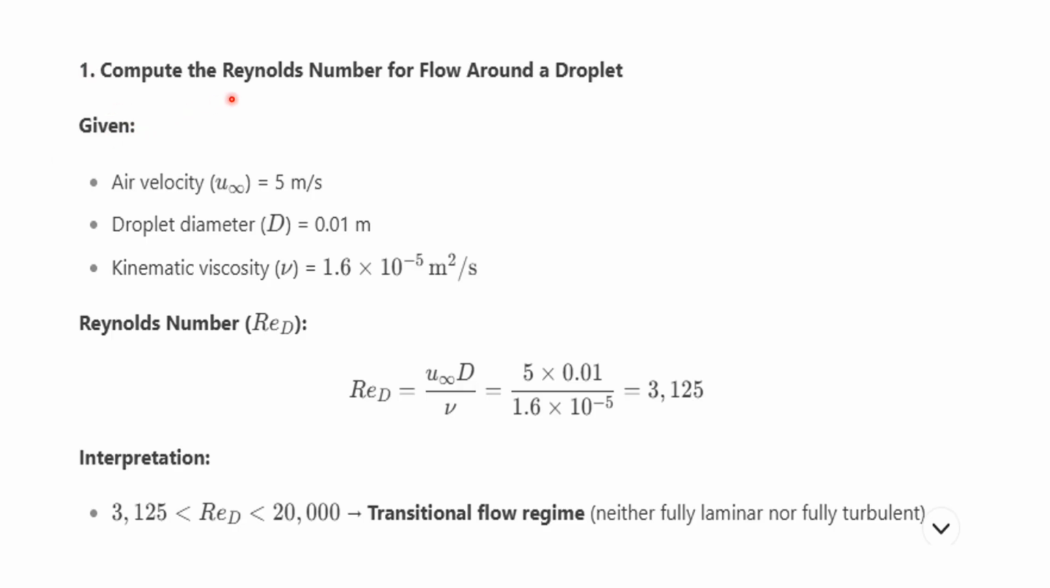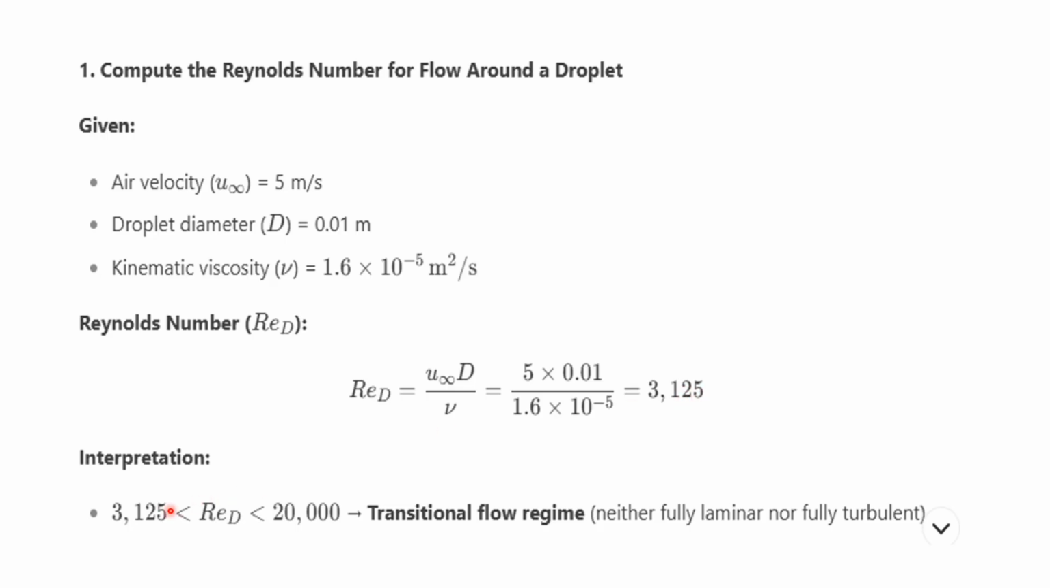In part 1, we need to compute the Reynolds number for flow around a droplet. So the given data for this part is air velocity, which is given as 5 meter per second. Droplet diameter is given to be 0.01 meter and kinematic viscosity is given to be 1.6 into 10 to the power minus 5 meter square per second. So you are now familiar with the Reynolds number and its formula. Reynolds number is given as U into D divided by kinematic viscosity. Substituting all the given values, we get Reynolds number to be 3125.